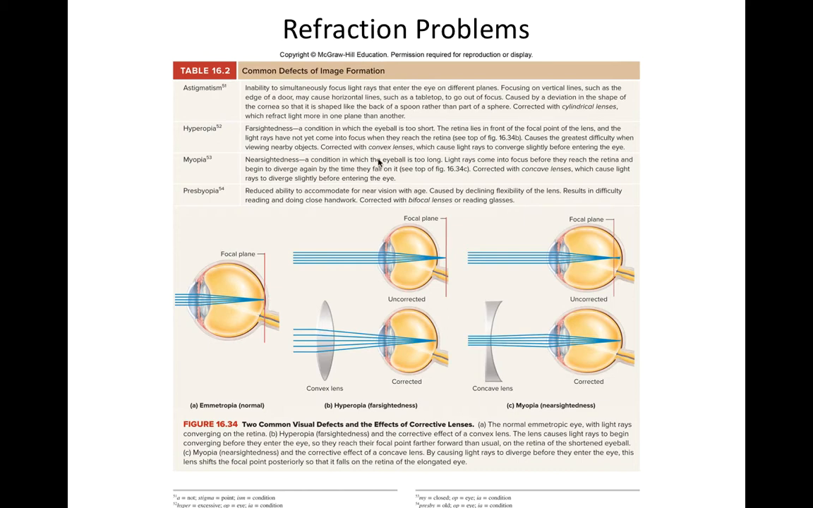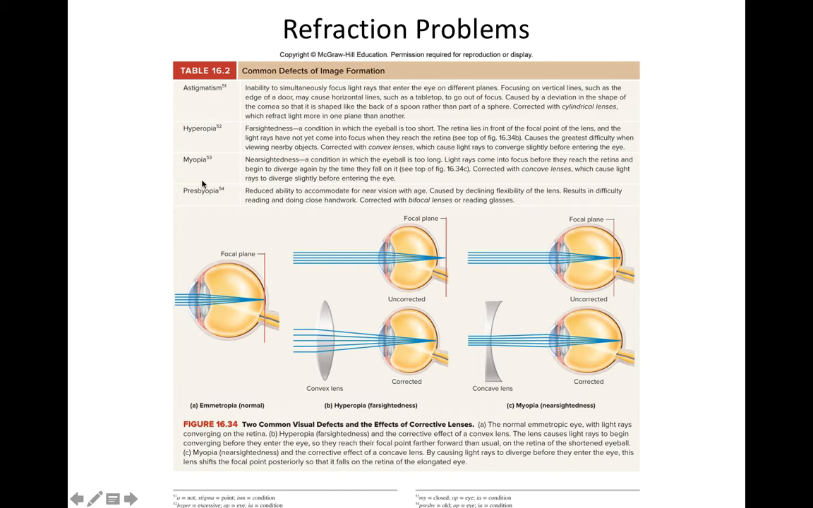The problem with this is the eyeball is too short. And so the focal plane is actually back here behind the eye. So when it comes in, when this light hits the retina, it's not pinpointed. There's multiple points of focus. We correct this using convex lenses that are going to cause everything to converge sooner. And now we have a single pinpointed focus on the retina.